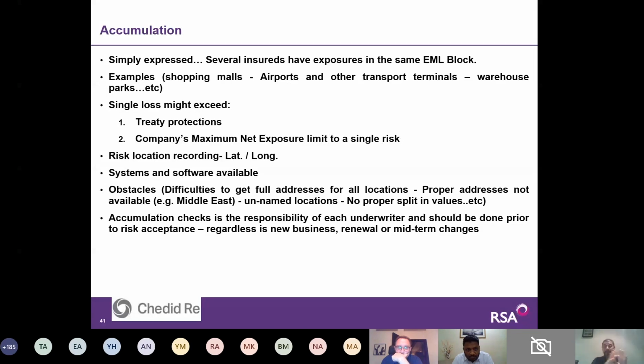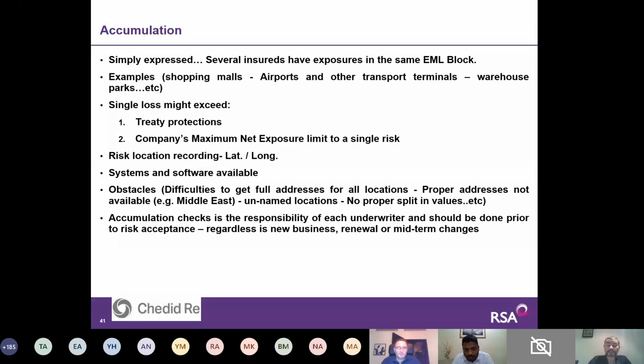Risk location recording, latitude, longitude. We take the latitude, we take the longitude, put it on the system, and it automatically synchronizes with what it has already. Muhammad, take care. Systems and software available, our mapping system. And what are the obstacles here? Sometimes when we write to the broker, we want the coordinates. Okay, I don't have it, and we need your code tomorrow. One of the problems.